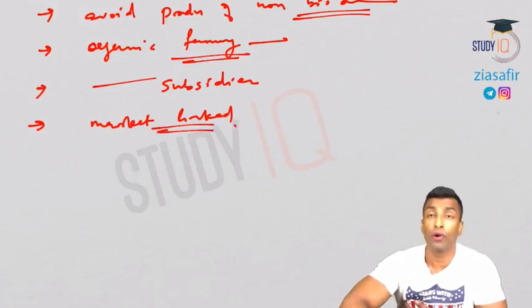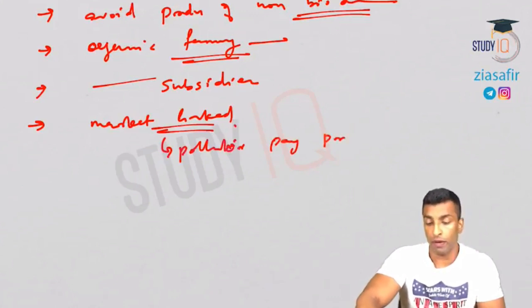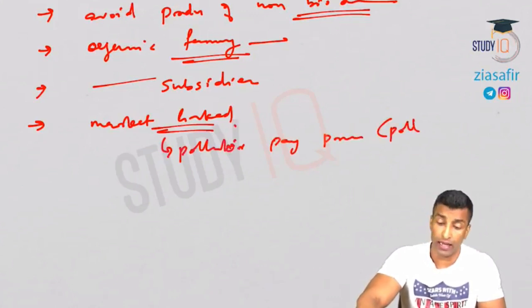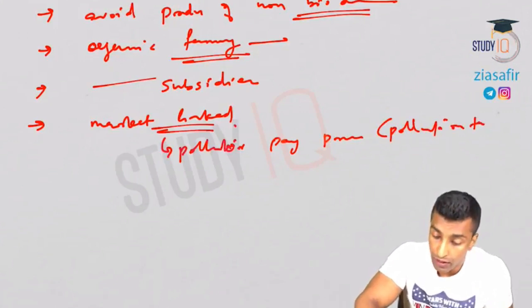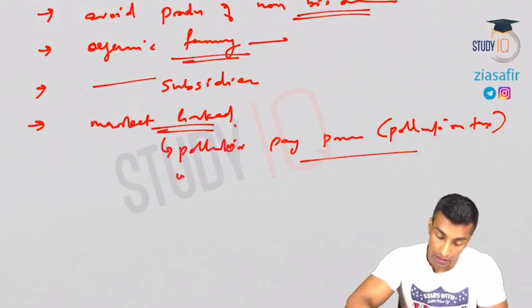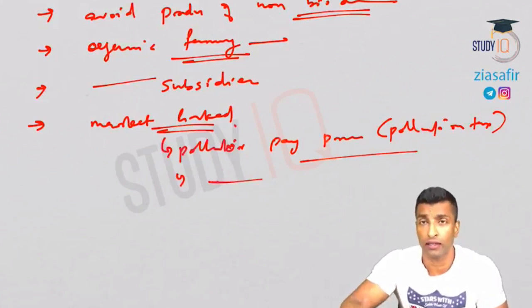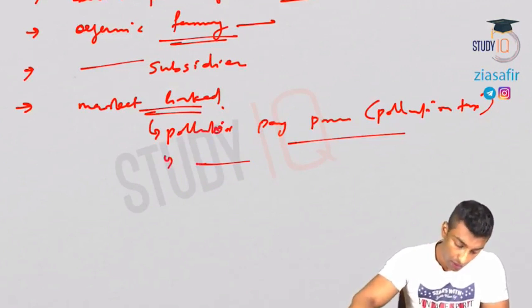Okay, like polluter pay principles. Polluter pay principle means you can go for pollution tax. Okay, subsidies on environment friendly technology. Okay, like incentives. If you are using solar cells, give more subsidies, and all those things we are doing.